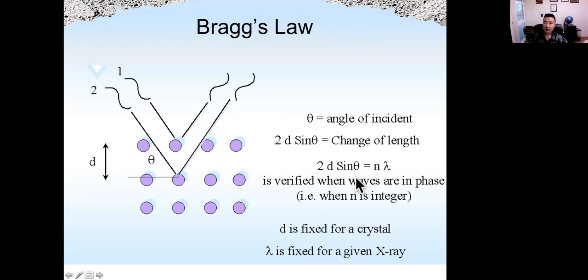So if 2d sin theta is equal to an integer number of lambda, then the amplitude will be amplified. Because d is fixed for a certain type of crystal, and lambda is also fixed for a given type of X-ray, we have a correlation between theta and d. That's basically what the X-ray diffraction method is based on, and we call this equation Bragg's law.